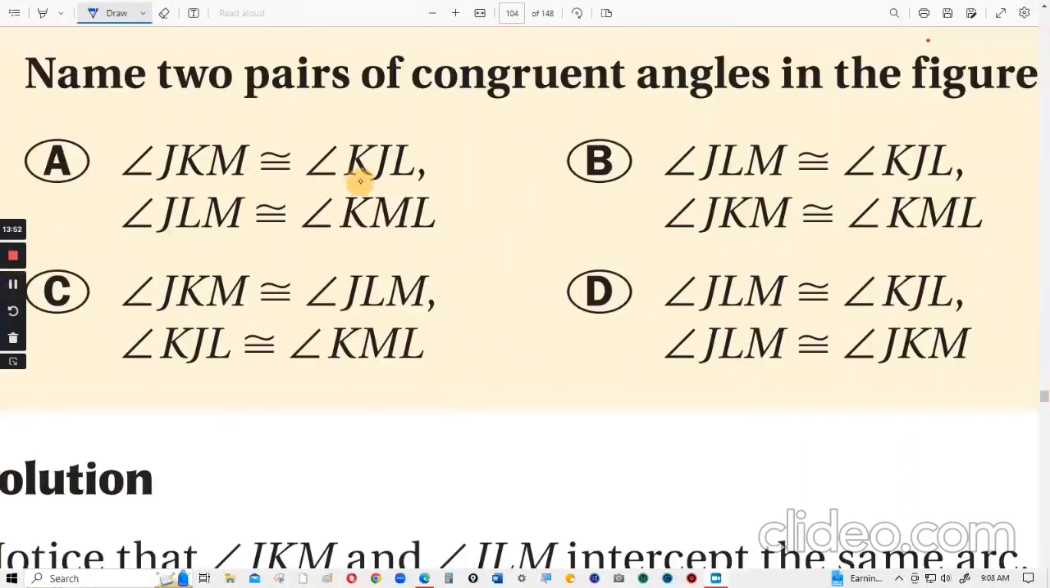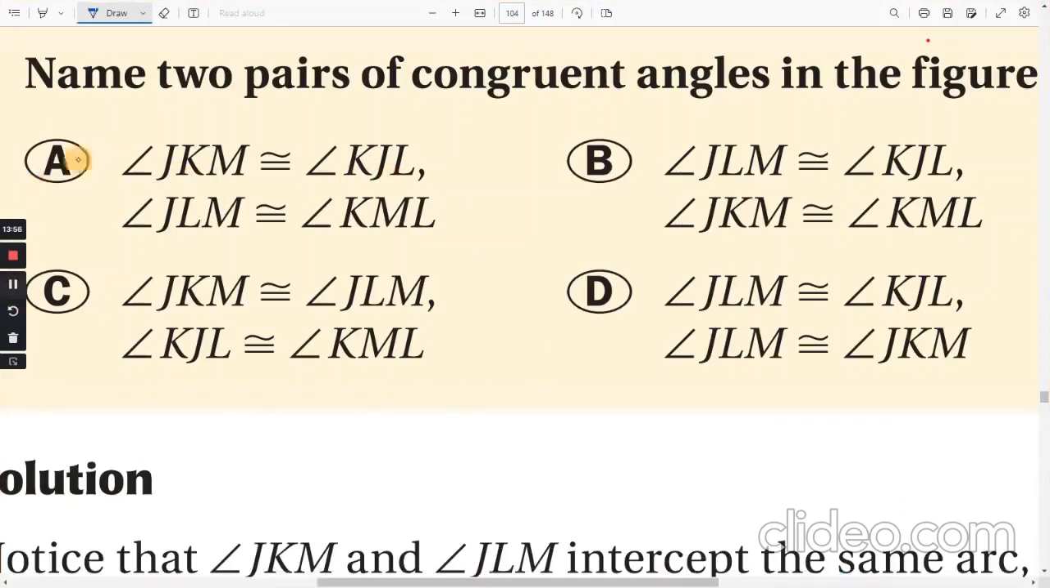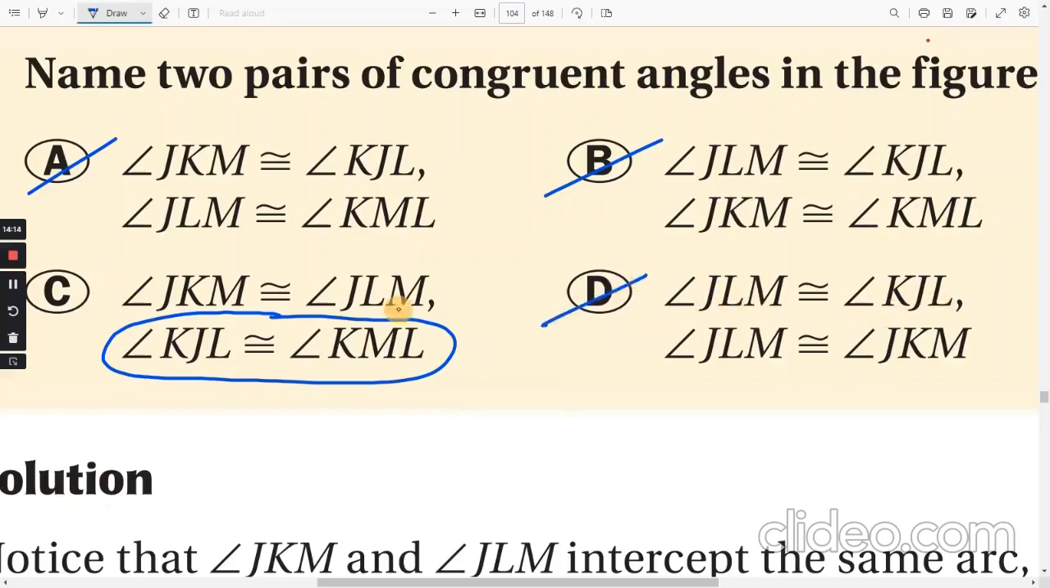Here we have KJL and KML, but we have to check the other part. Here we have KJL, we don't have KML. So I think it's C. Let's check the other pair of angles.